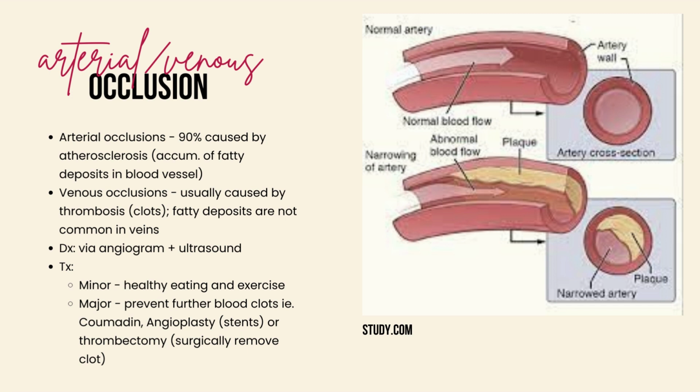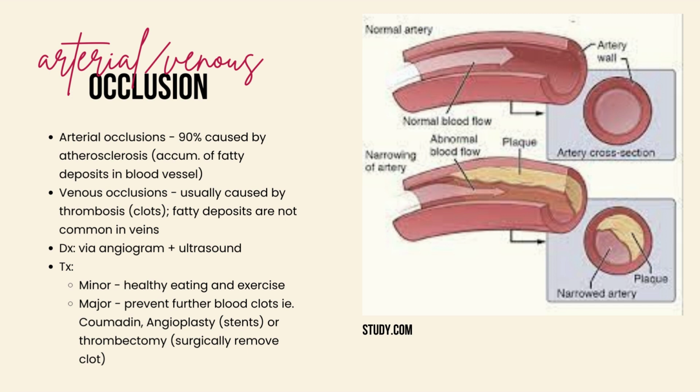The way we diagnose either of these are through an angiogram and an ultrasound. Usually, they do an ultrasound of the legs to assess for venous occlusions. We'll do that to assess for things called DVTs, deep vein thrombosis, or angiograms are done. They can be done peripherally, but a lot of times an angiogram is done straight into the coronaries as well.